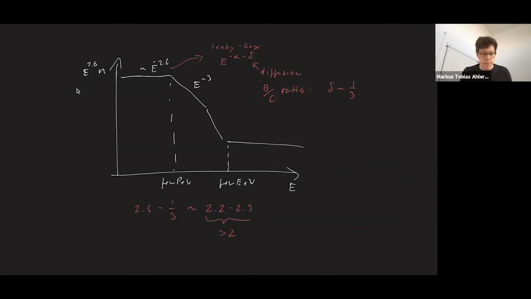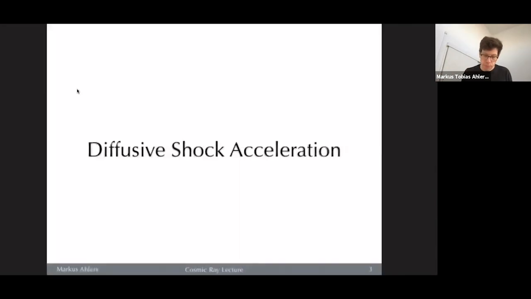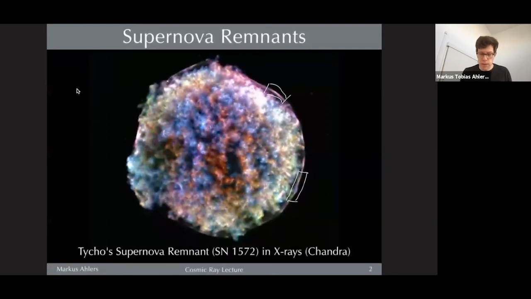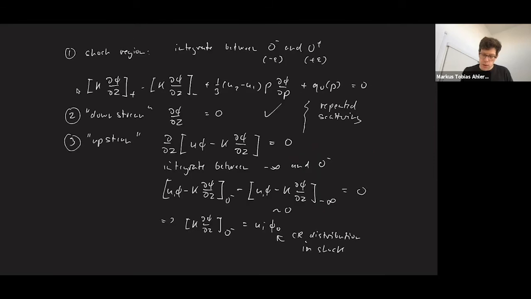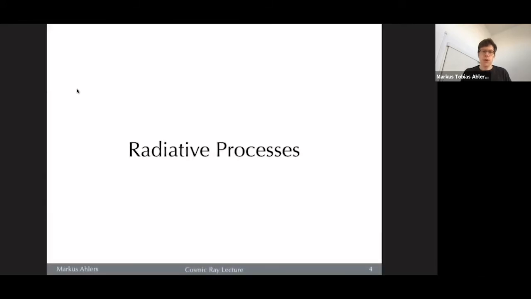I already showed you this beautiful slide of the Tycho supernova remnant in X-rays. So in the rest of this lecture, I would like to talk about radiative processes, which are important for high energy observations, such as X-ray observations. Yeah, so I will try to walk you through different radiative processes that we have to take into account in multi-messenger astronomy.